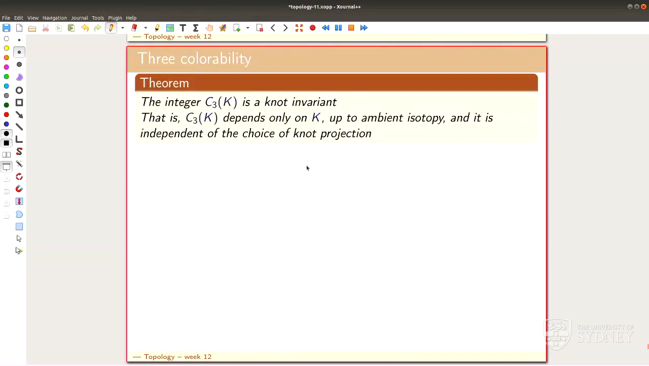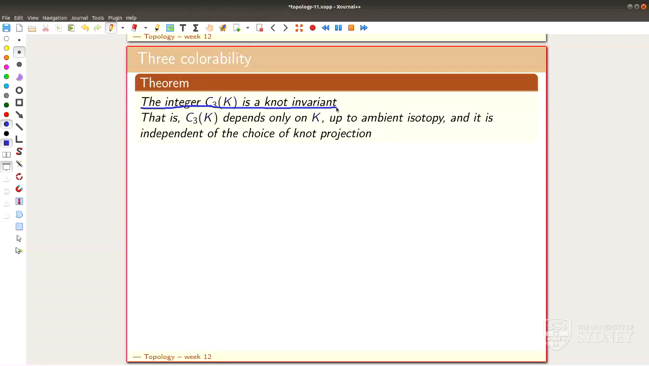And the theorem is, this thing is a knot invariant. Right? It doesn't depend on the projection. So any projection will spit out the same number. In particular, we can just check on the projection the number of colorings. And it's exactly the same. It's an integer, like the Euler characteristic, and it helps us to tell knots apart.